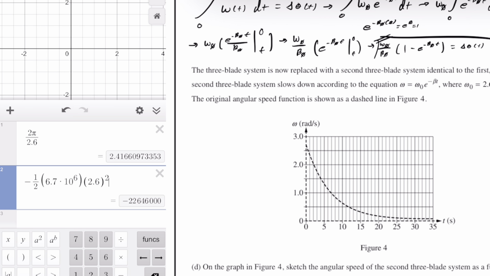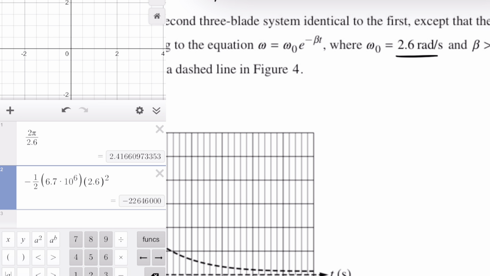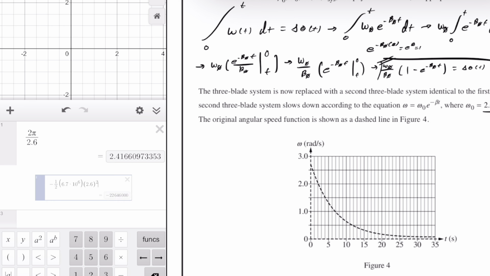The 3-blade system is now replaced with a second 3-blade system identical to the first, except the second 3-blade system slows down to this equation. W equals W naught e to the negative bt, where W naught equals the same as before, 2.6 radians per second, but B is greater than B naught. So they want us to sketch the angular speed for the second 3-blade system as a function of time t. So what I'm going to do is visualize this.